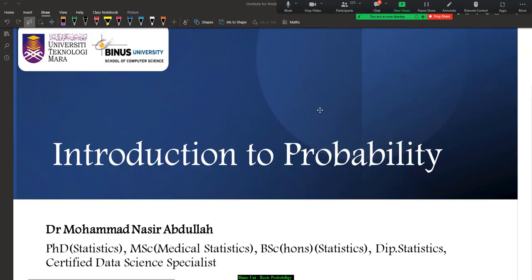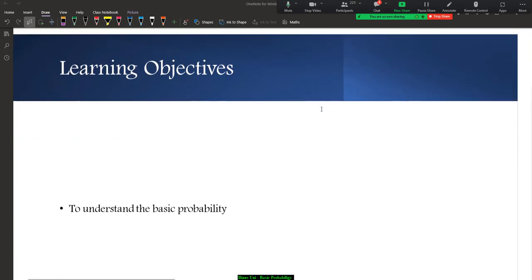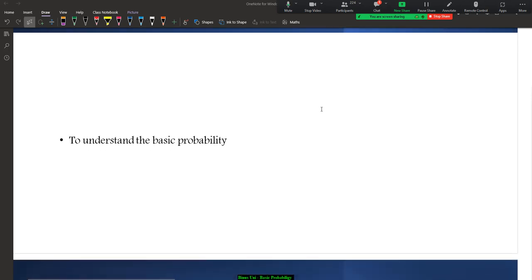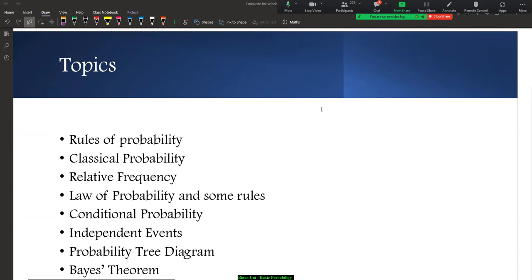Introduction to probability. Let's look at the learning objective. The learning objective is to understand basic probability. This seminar is about basic probability. The topics that we will cover this morning are rules of probability, classical probability, relative frequency, the law of probability and some rules of the law of probability, conditional probability, independent events, probability tree diagram and Bayes' theorem.